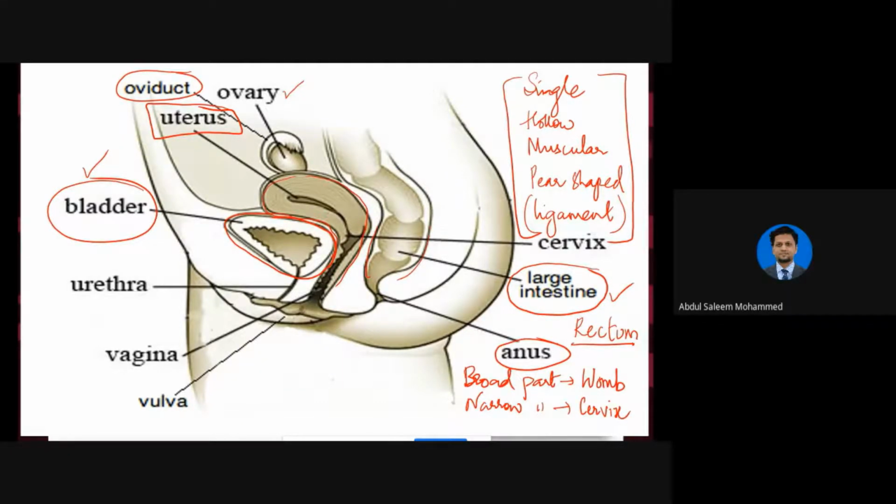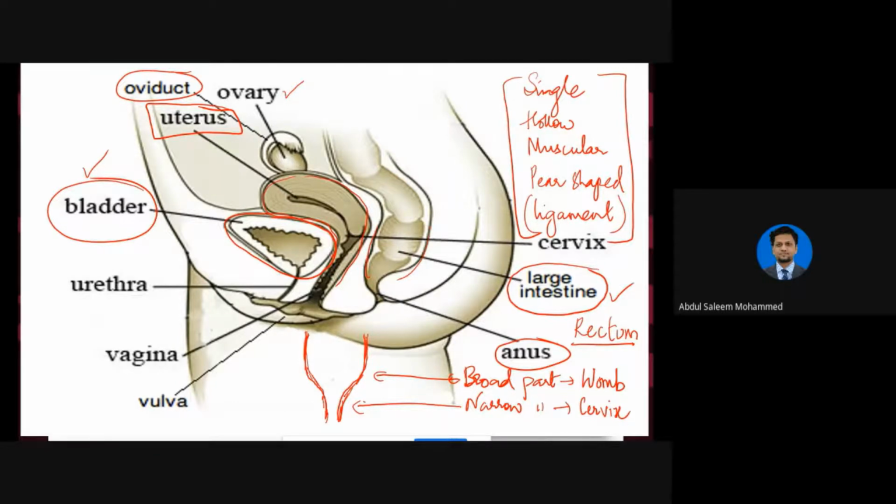Broad part, this part of the uterus is broad, and it is located on the top. So I'll just draw it over here. You have seen the picture of the uterus in the previous slide. So here is the uterus, which is broad at the top, and it gets narrower at the bottom. So the narrow part is lying at the bottom, and the broad part is lying at the top. This is how you will be differentiating the two parts.